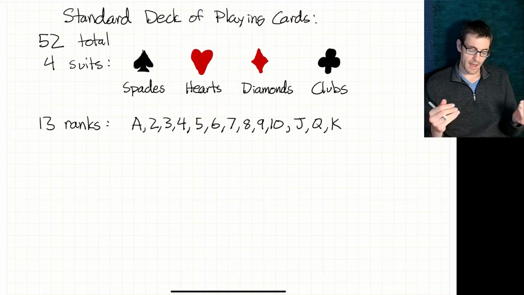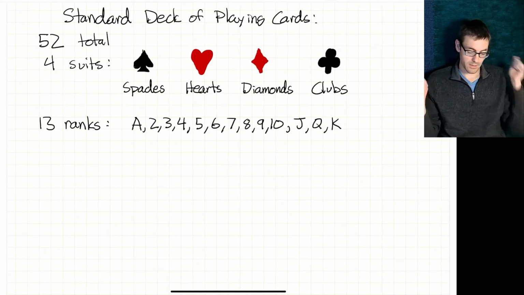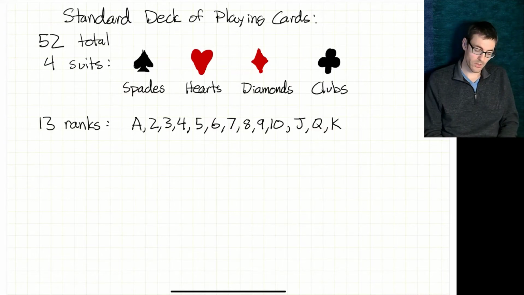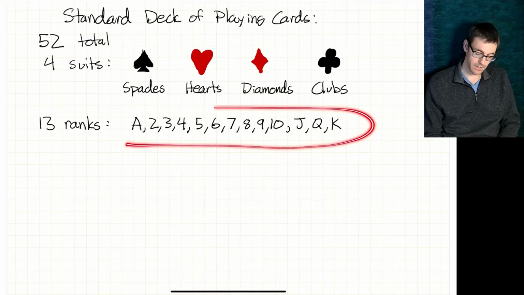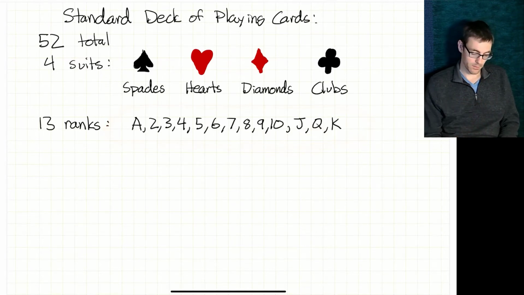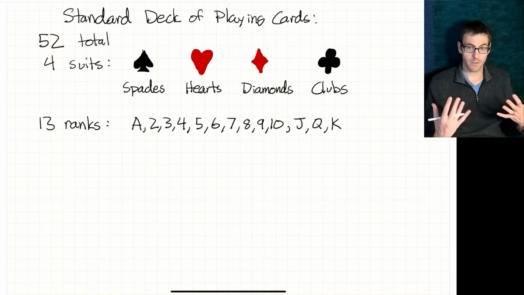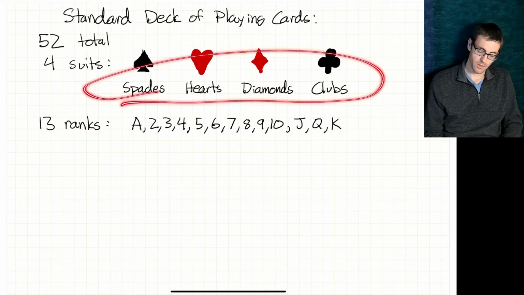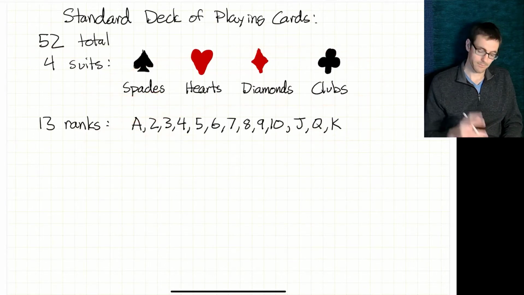And so each of the 52 cards is one of these suits. It's also a rank. So it also either says A, meaning that it's an ace, 2, 3, 4, 5, 6, 7, 8, 9, 10, jack, queen, or king. So there are 13 of these, and 13 times 4 is 52. So there are a total of 52 cards. Each one is a unique combination of a suit and a rank.